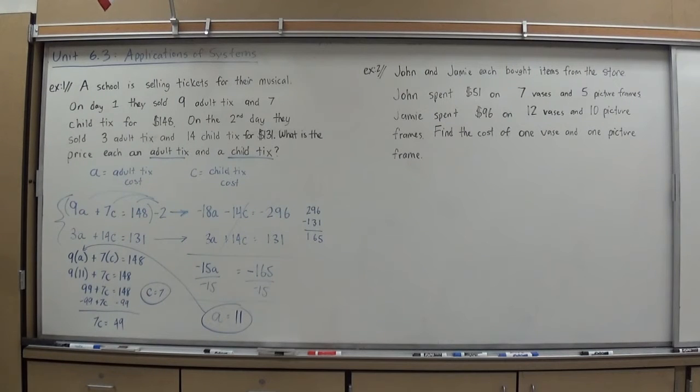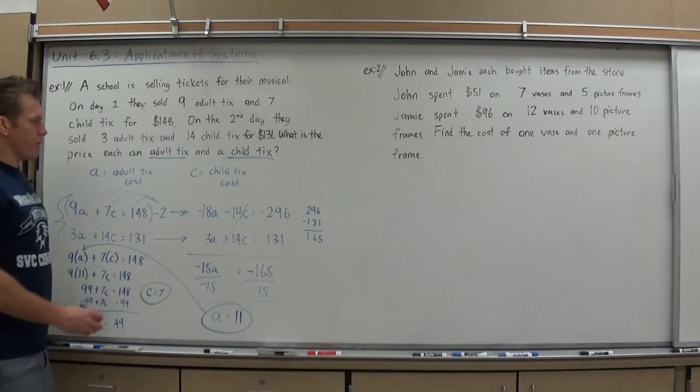Okay, do a quick check. 9 times 11 is 99. 99 plus 49 is 148. 3 times 11 is 33. 14 plus 7 is 98, so that works. It's 131. I have the correct answer.